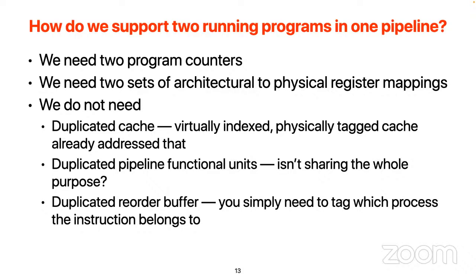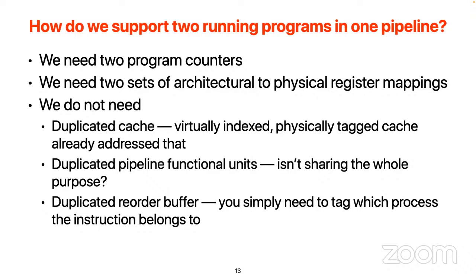So you have a mechanism to avoid aliasing or confusion in your virtual addresses. So you don't actually need any hardware extension to support two threads on the same pieces of cache, right? And functional units, we don't want to duplicate them, because the whole purpose of this simultaneous multi-threaded design is we want to share, right? And finally, duplicated reorder buffer. You probably want or not, right?